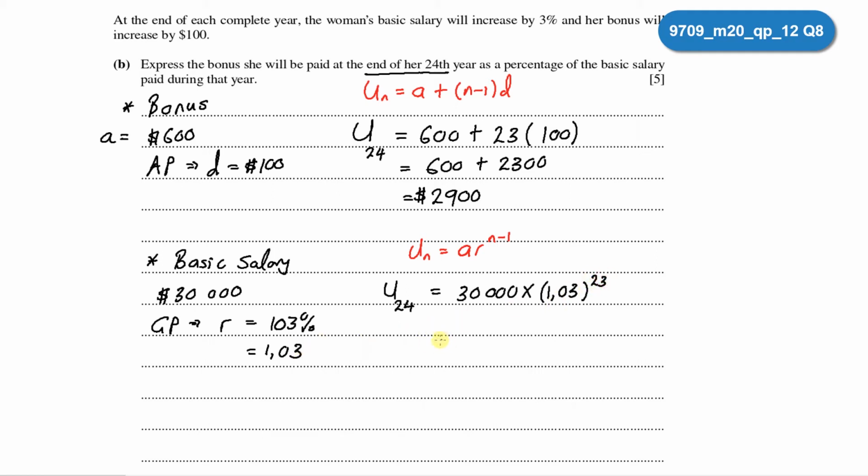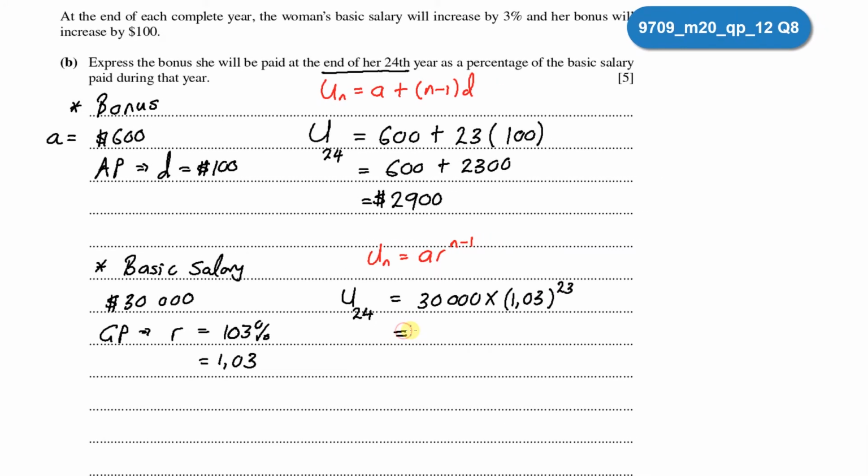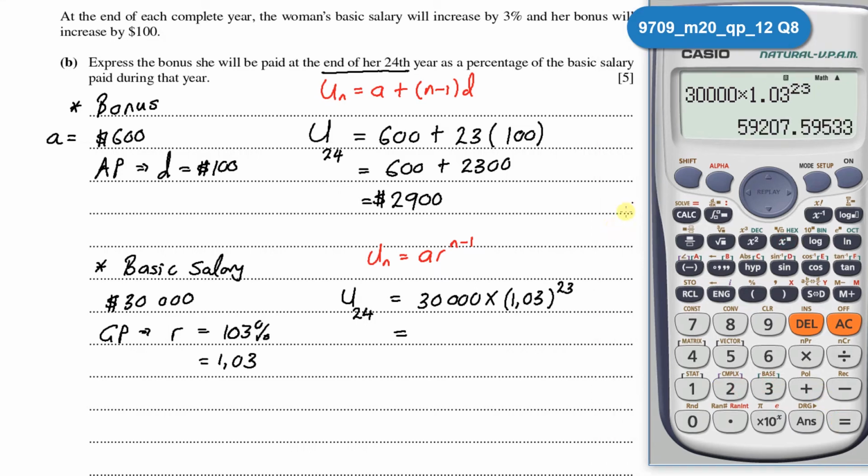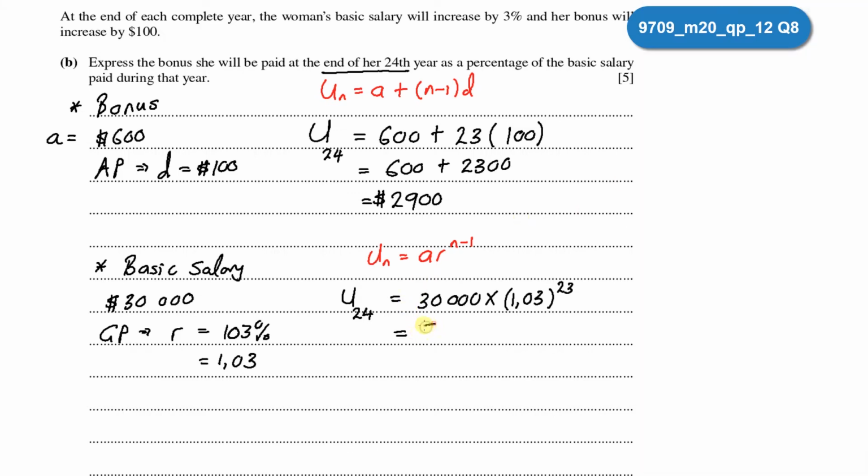Okay, so I'm going to calculate this. That's 30,000 multiplied by 1.03 to the power of 23. And this gives us 59,207. So I'll just write it as 59,200.